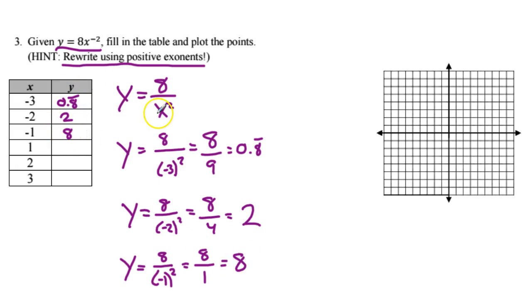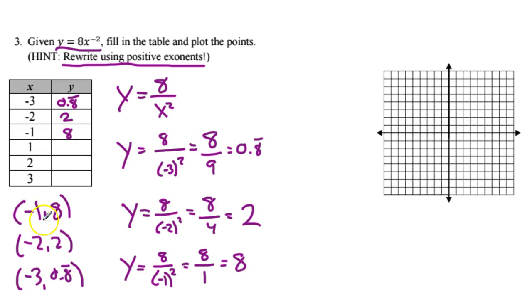And then you want to plot these points. So remember, these can all be points, like negative 1, 8 is a point. Negative 2, 2 is a point. Negative 3, 0.8 repeating is a point. So negative 1, 8. I go over here. X is negative 1. Y is 8. 1, 2, 3, 4, 5, 6, 7.